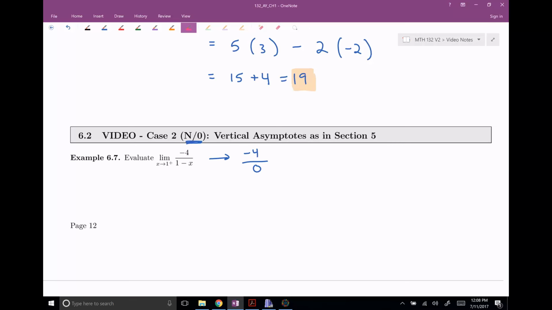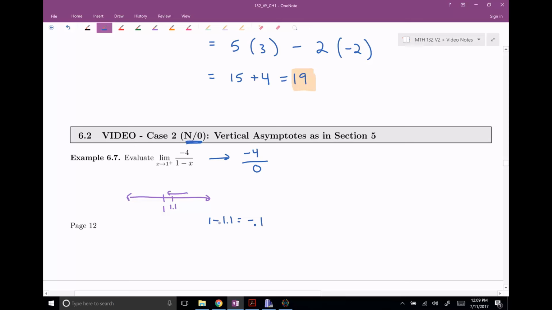Okay, let me draw out my number line here. Here's 1. I'm approaching 1 from the right, so I'm going to choose a value close to 1, but just a little bit bigger than that. I'm going to choose maybe 1.1 or something like this. Try plugging this into the denominator and see what happens. If I do 1 minus 1.1, I'm going to get -0.1. So this is really close to 0, but just a little bit negative.